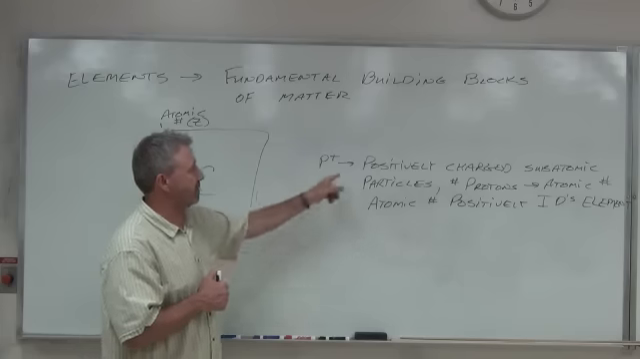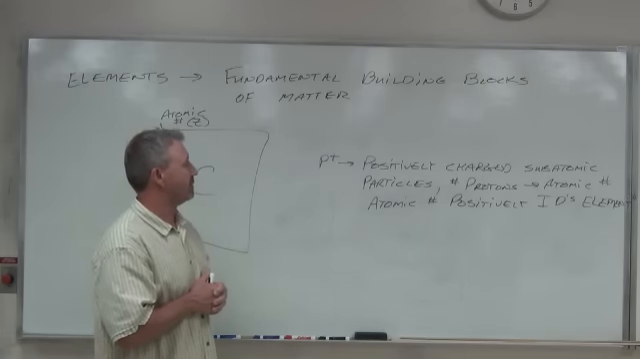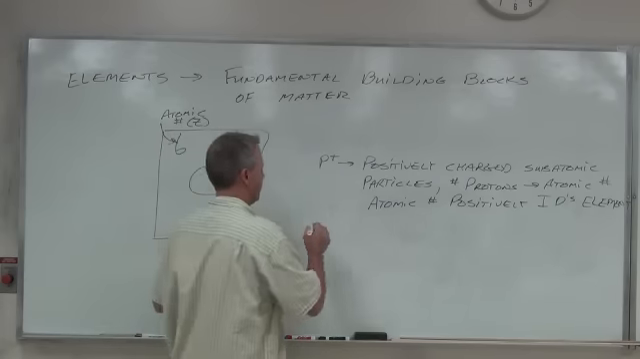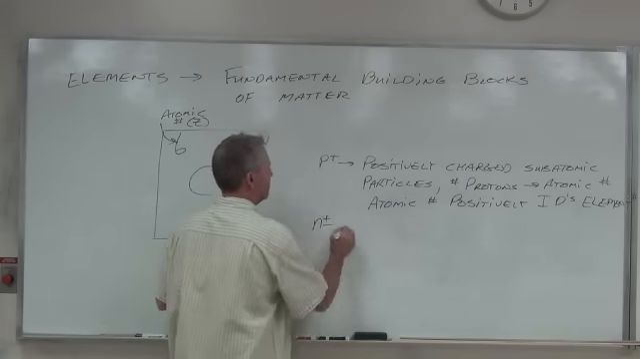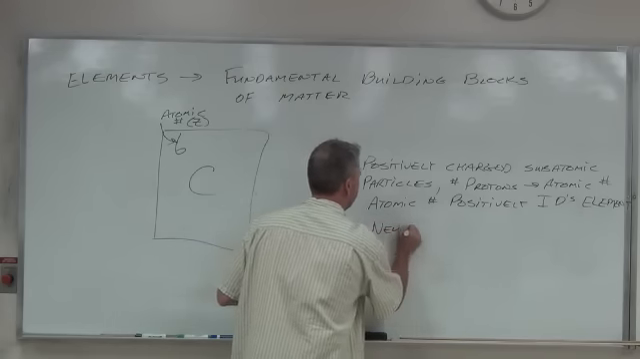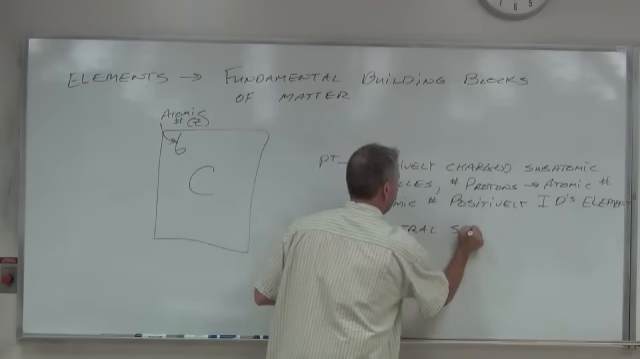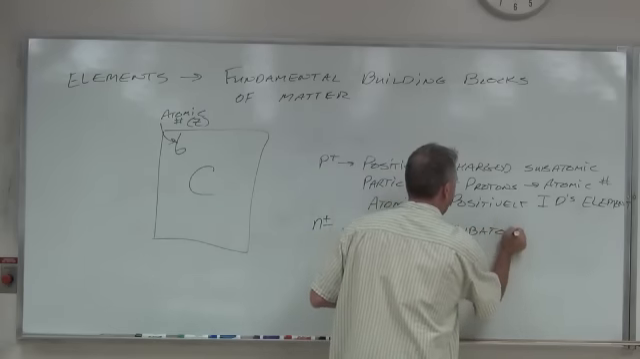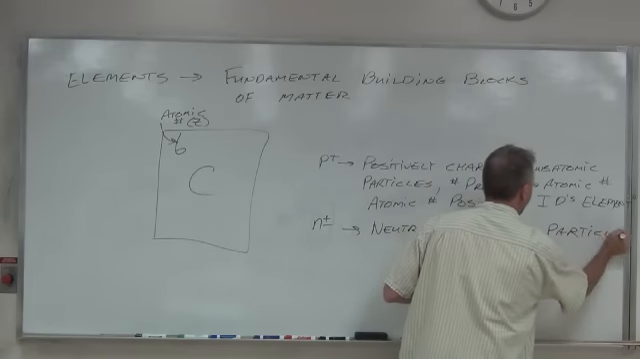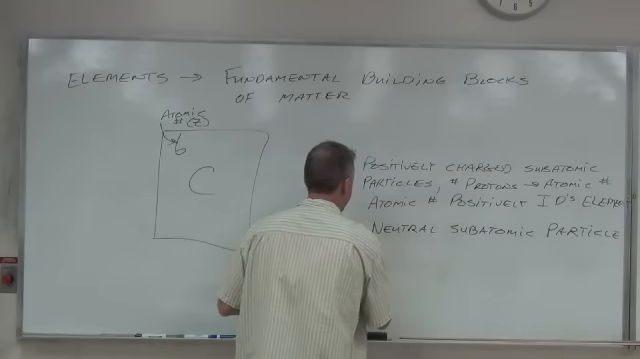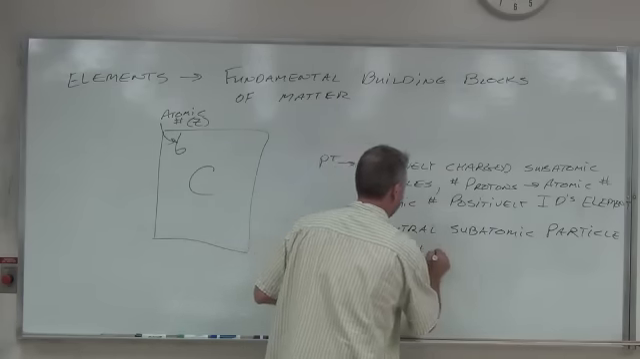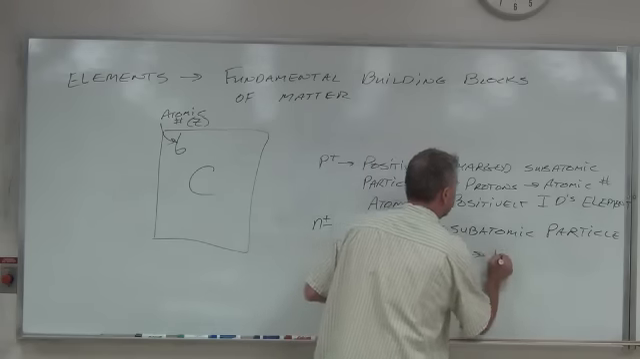Here's the protons first, positively charged, located in the nucleus. See that in just a minute. Number of neutrons, these are neutral subatomic particles. Change the number of neutrons, you get isotopes.